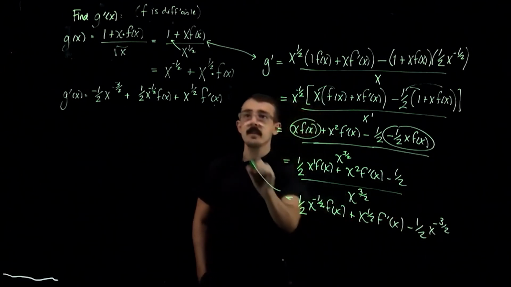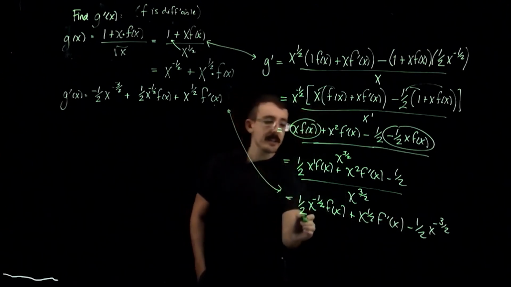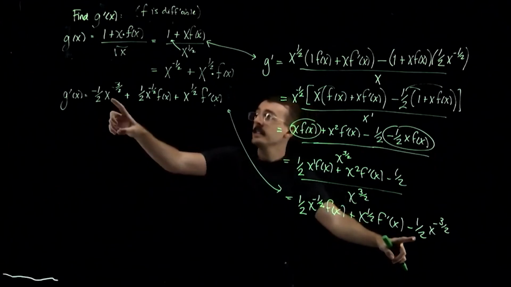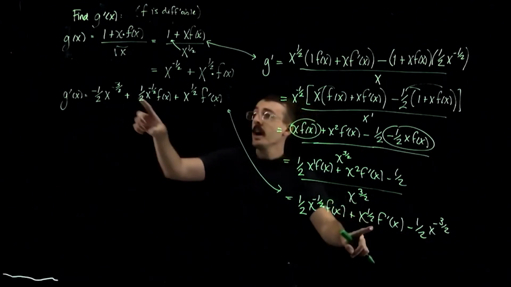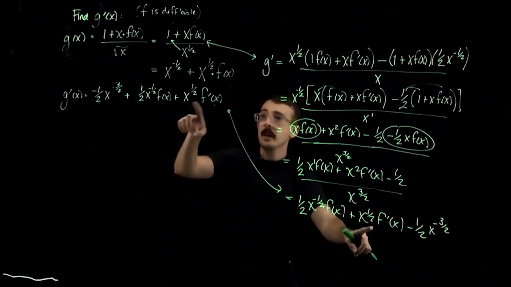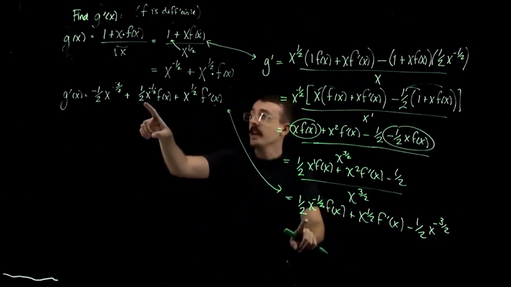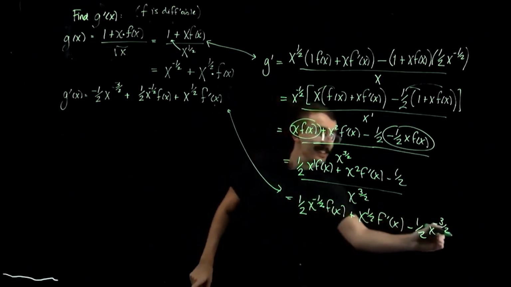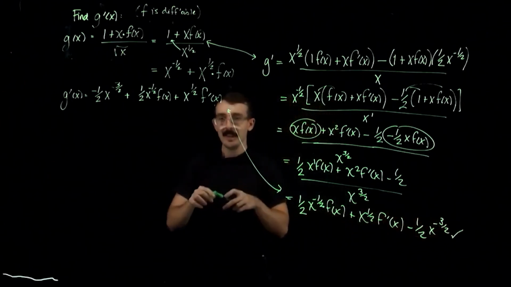And now I very nervously look at what I had for my answer before. I have negative 1/2 x to the negative 3/2. I have x to the 1/2 f prime of x. And I have 1/2 x to the negative 1/2. OK, so every single thing checks out. So this is exactly what I had before.